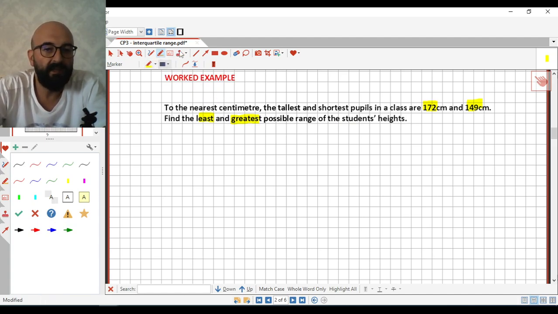Okay, now they tell us the tallest and shortest pupils in the class. The tallest pupil, to the nearest centimeter, is 172, so we can say the tallest pupil's height, for example x, should be greater than or equal to 171.5.